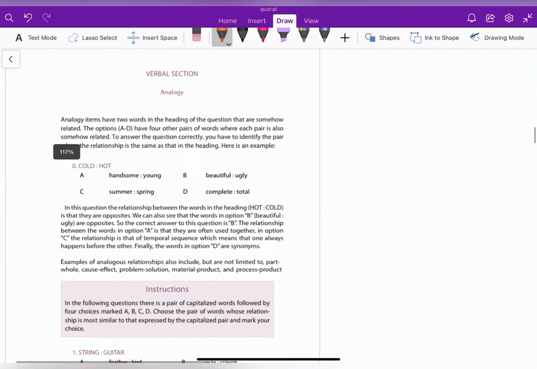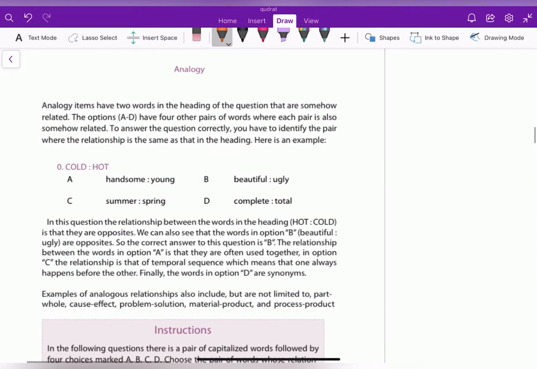So we're starting with analogies. They say analogy items have 2 words in the heading of the question that are somehow related. The options A to D have 4 other pairs of words, where each pair is also somehow related. To answer the question correctly, you have to identify the pair where the relationship is the same as in the heading. Here is an example.